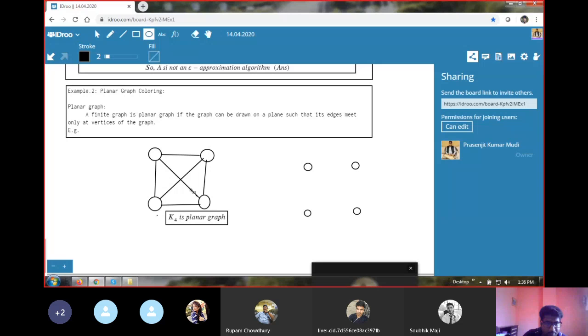This is not the planar representation because here these two edges are intersecting at that point. That means these edges are meeting at some point, which is not a vertex belonging to this graph. So this is not allowed. We can't draw these edges like this. If I construct the planar representation of the graph, the edges cannot intersect at some point that is not a vertex of the given graph.